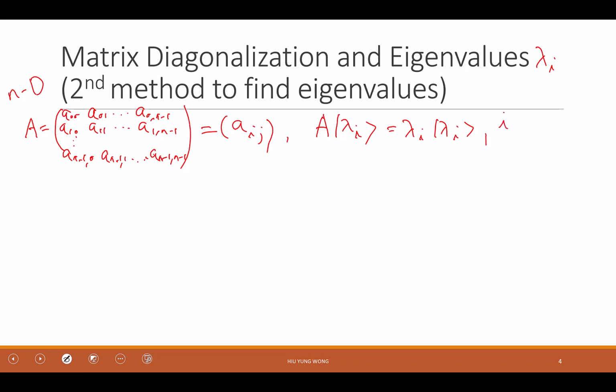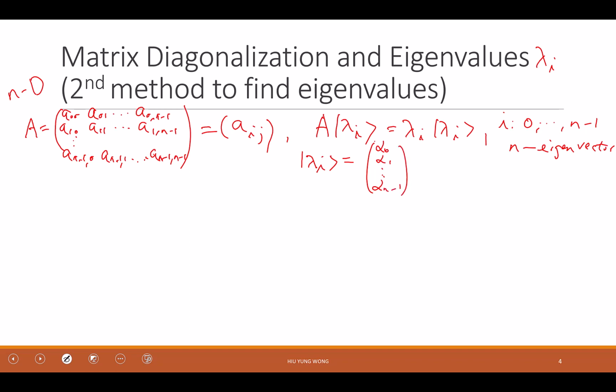So I will run from 0 to n minus 1. We have n eigenvectors, and we should also have n eigenvalues, although some of them may be the same. So this is important. Now, if lambda I is a vector, how do I represent it? I can represent it in a column form as alpha 0, alpha 1, all the way to alpha n minus 1.